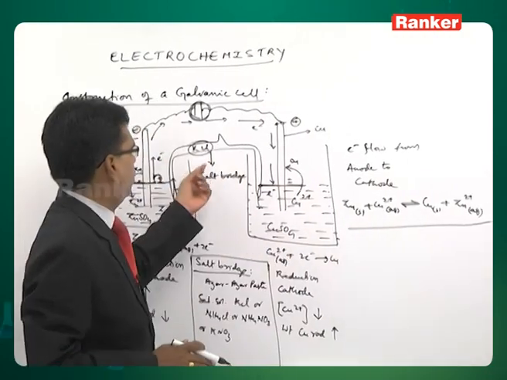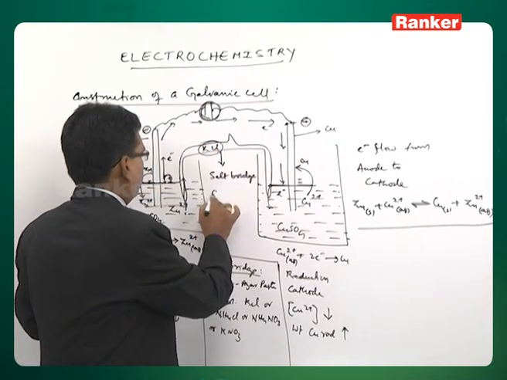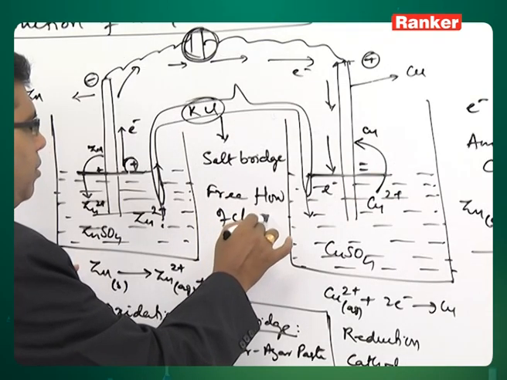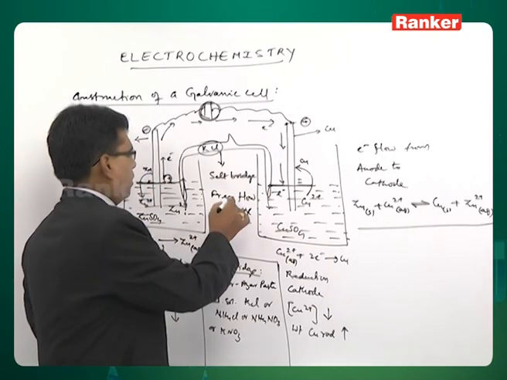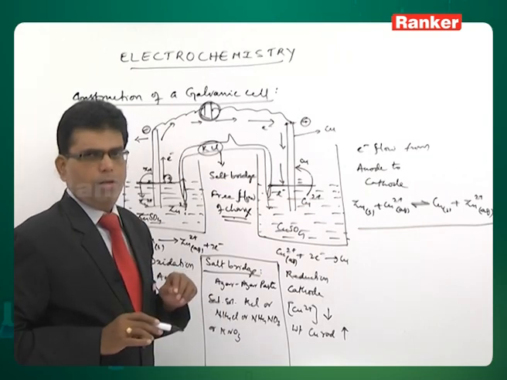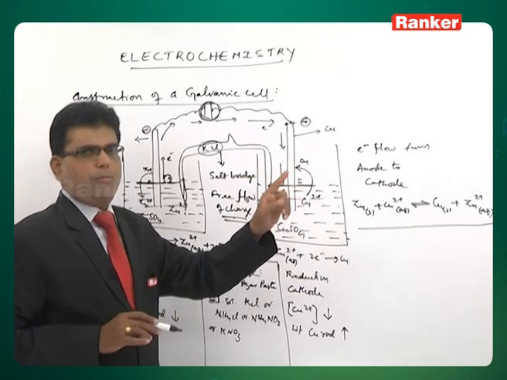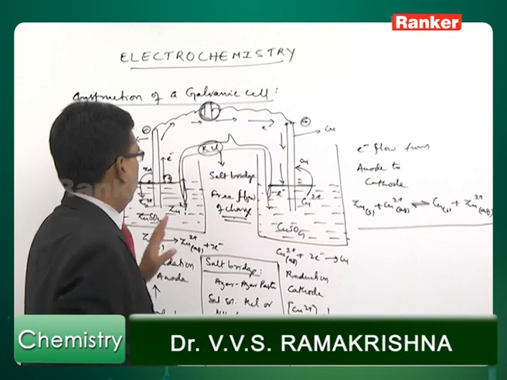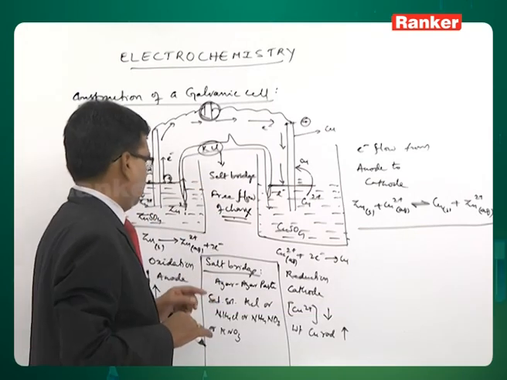So, the salt bridge allows the free flow of charge. The purpose of the salt bridge is the free flow of charge. As a result, neither positive charge nor negative charge will accumulate in any of the half cells. So, the cell will keep working. Then how does it allow the free flow of charge?